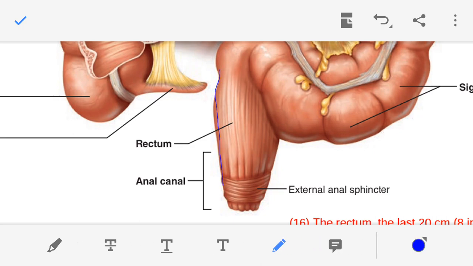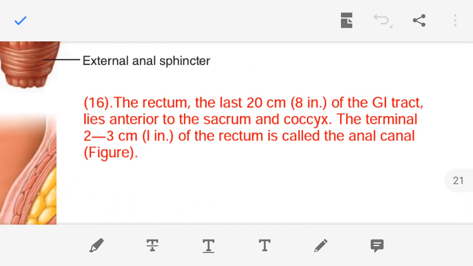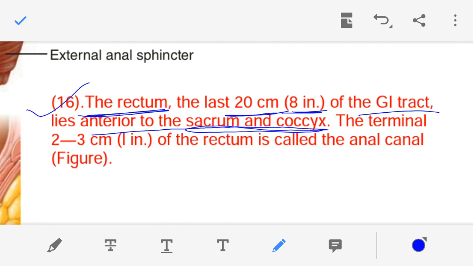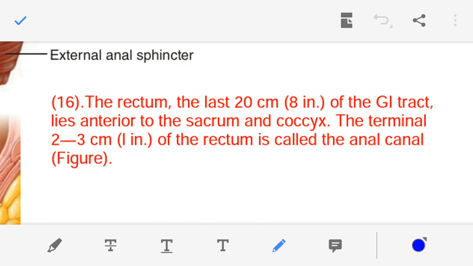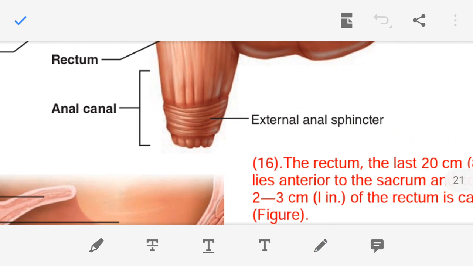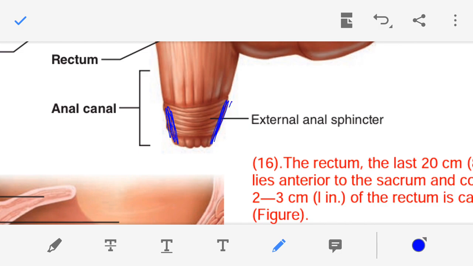So here you see, this one is the rectum. Now the rectum is the terminal part of the GI tract, the end part or the final part of the GI tract, and it has a length of 20 centimeters, that is 8 inches. Where is it present in the body? Anterior to the sacrum and coccyx, the rectum is present. Now the terminal 2-3 centimeters, or the terminal 1 inch of the rectum, is known as the anal canal. So here this terminal 1 inch portion is known as the anal canal.